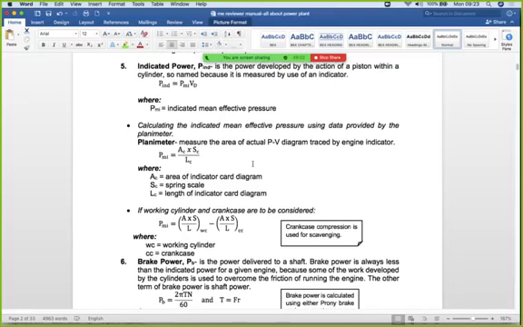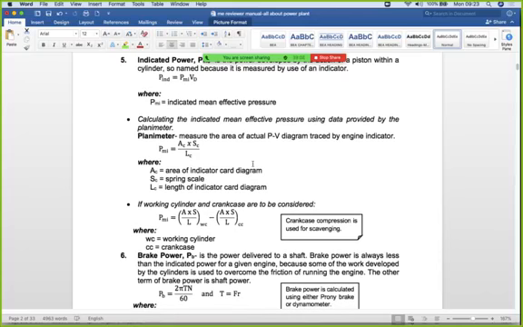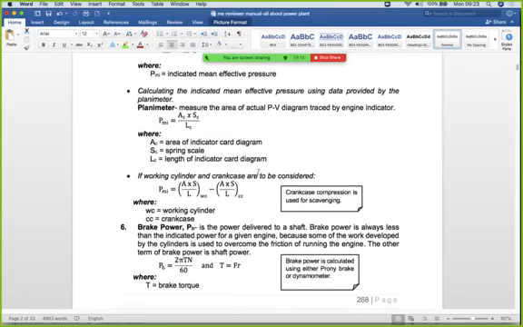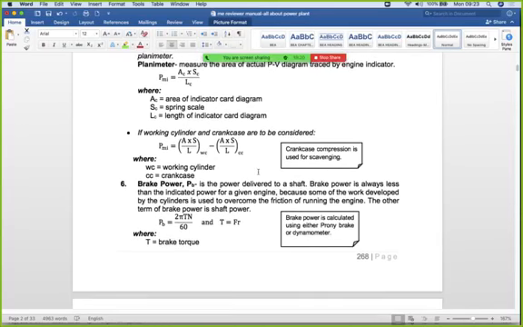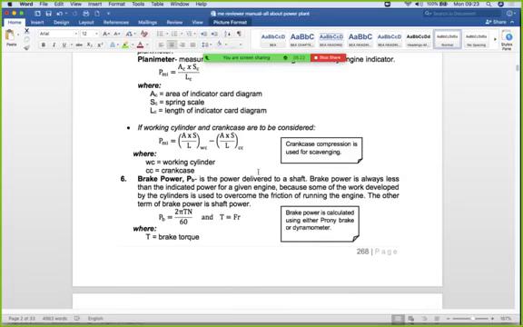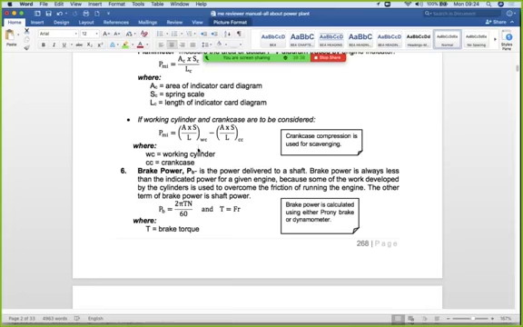Calculating the indicated mean effective pressure is the area times spring scale divided by the length of the indicator card diagram. If working cylinder and crankcase are to be considered, this is the formula: PMI equals E times S divided by L, minus E times S divided by L_CC, where CC stands for crankcase and WC stands for working cylinder.